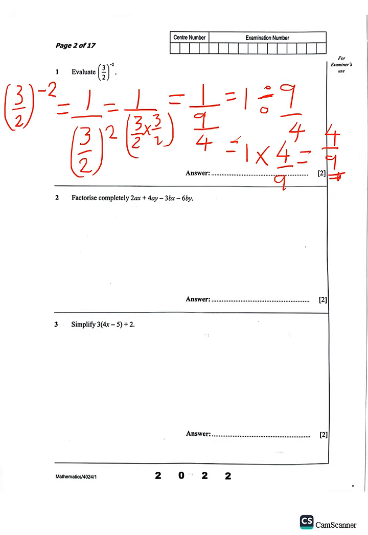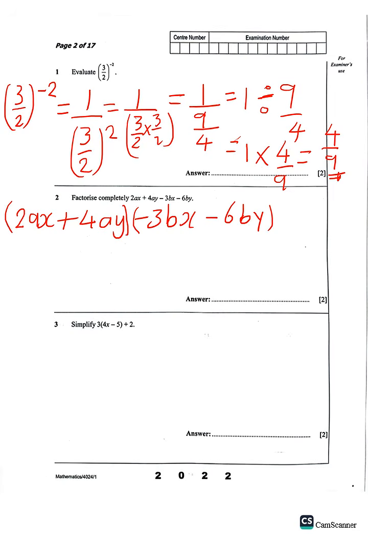Now let's move on to question 2. Factorize completely: 2ax plus 4ay minus 3bx minus 6by. We are going to factorize by grouping them. So let's look at the first part, this part, then we also have this part. So let's factorize the first part.